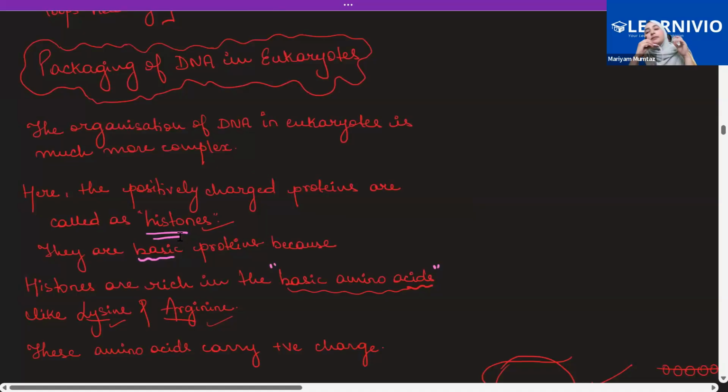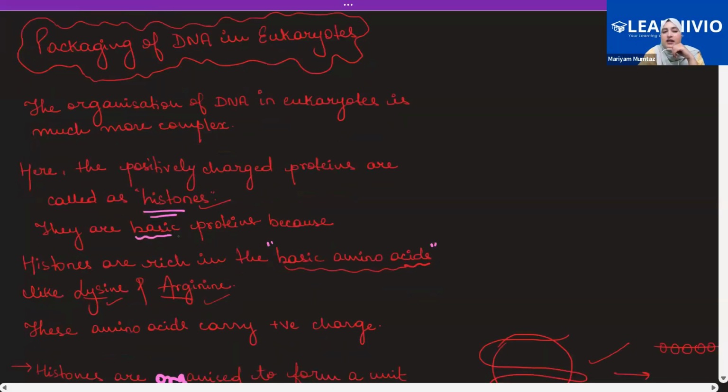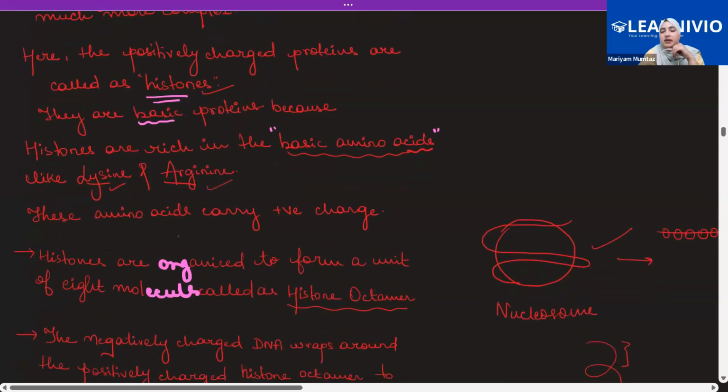Okay. But when you talk about the packaging in the case of the eukaryotes, it's very complex, obviously, because they have a nuclear membrane present. Other than that, they have so many complex proteins present in them. So the positively charged proteins are called histone proteins. Now remember, in the prokaryotes, there are non-histone proteins. In the eukaryotes, there are histone proteins. Now, histone proteins are basic in nature because they are made up of basic amino acids, lysine and arginine.